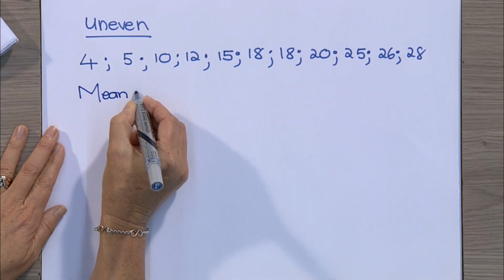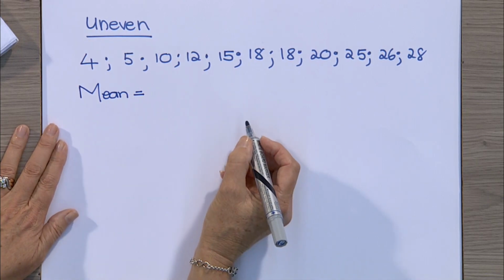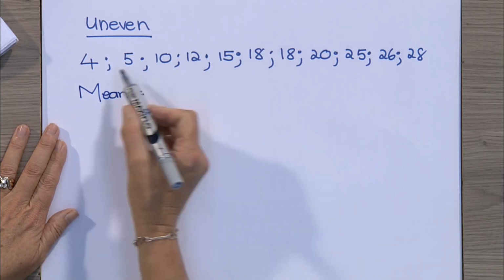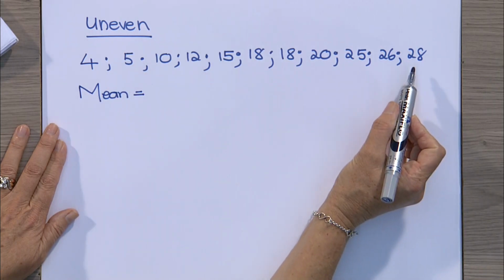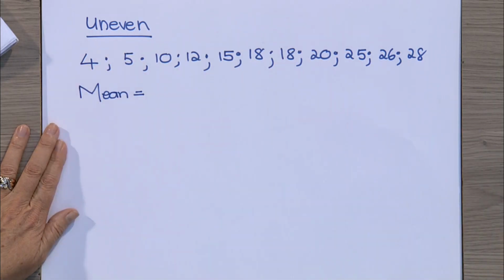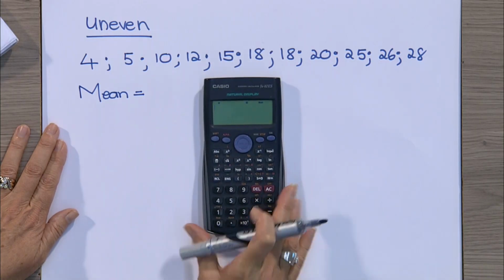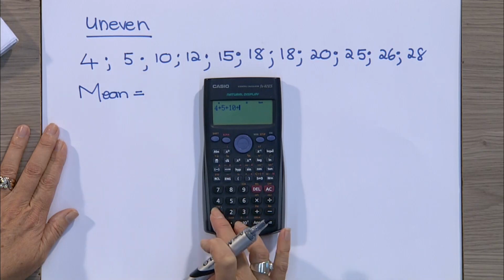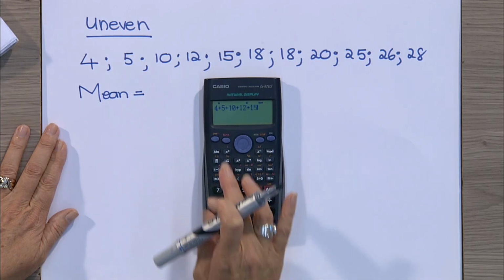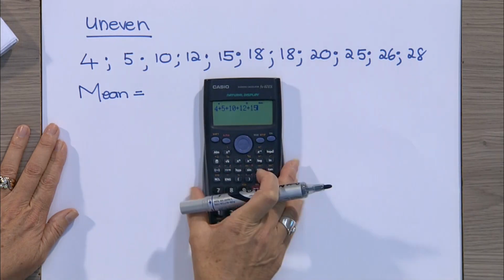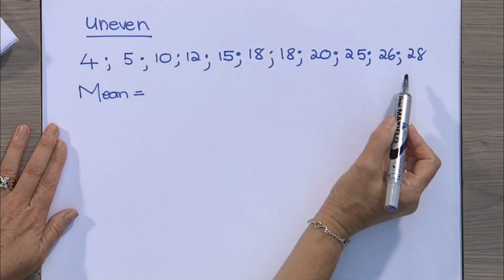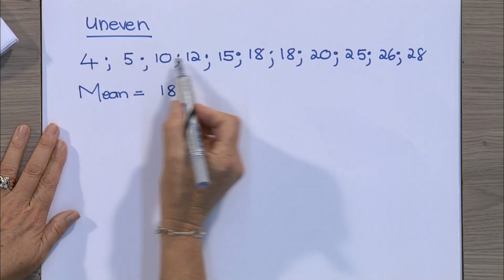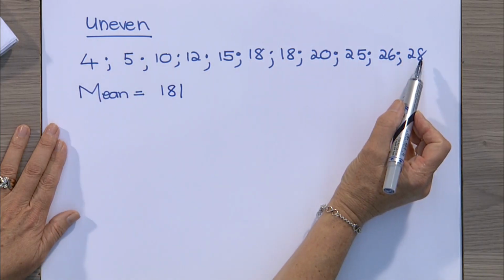So remember what I said? To work out the mean, we are going to add up all those numbers. Please use your calculator to add them up. You are literally going to take your calculator and say 4 plus 5 plus 10 plus 12 plus 15. You're going to add them all together. When you add them all together, you will get 181. That is all of those numbers added together.